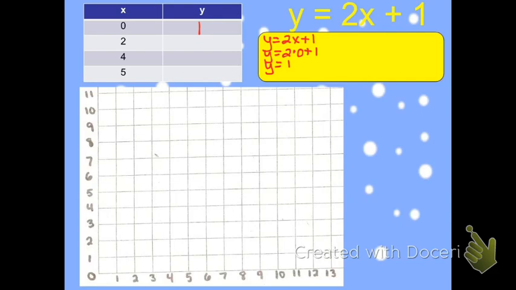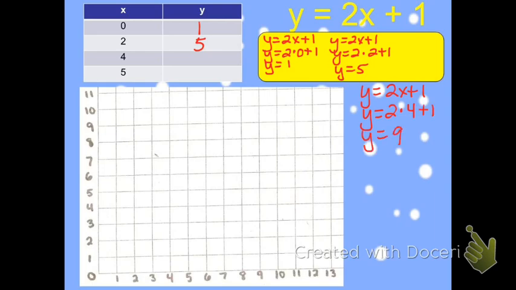Let's do our second one. Y equals 2x plus 1. Y equals 2 times what? 2 plus 1. What is that? 5. Good. Y equals 5. Our next one. Y equals 2x plus 1. What's our next x? 9. No, it's not. What's our next x? 4. Good. Plus 1. Y equals 9. Good. And then our last one. Y equals 2x plus 1. Y equals 2 times 5 plus 1. What's that? Y equals 11.